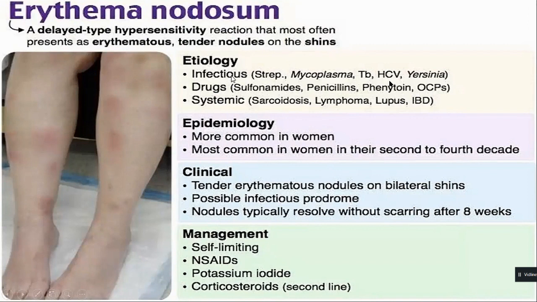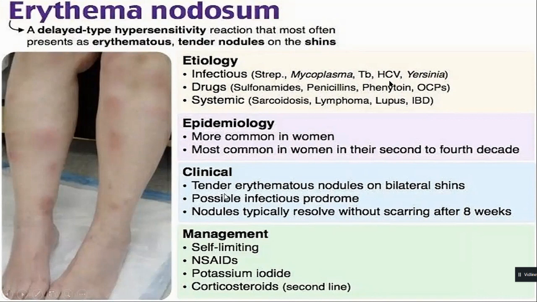The etiology here can be infectious, can be drugs, and it can be chronic disease. Infectious: it can happen with strep or mycoplasma or TB or HCV or Yersinia. Drugs, if the patient in the scenario is taking sulfonamide, penicillin, phenytoin, okay? Chronic disease like sarcoidosis, lymphoma, lupus, inflammatory bowel disease. Epidemiology, more common in women, 2nd to 4th decade.